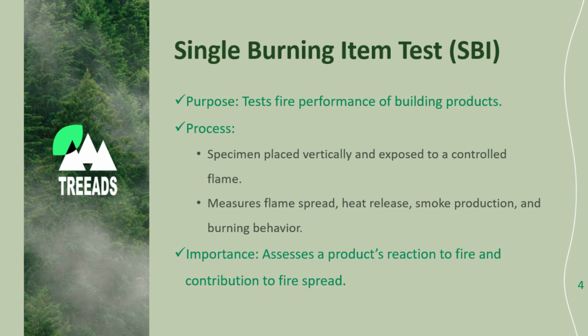The single burning item test is designed to evaluate the fire performance of building products. In this method, a single specimen is exposed to a heat flux, similar to that produced by a burning object. The specimen is placed vertically and ignited from the bottom using a controlled flame. The spread of flames, heat release, smoke production, and burning behavior are measured and assessed. The SBI test provides valuable information about a product's reaction to fire and its contribution to fire growth.